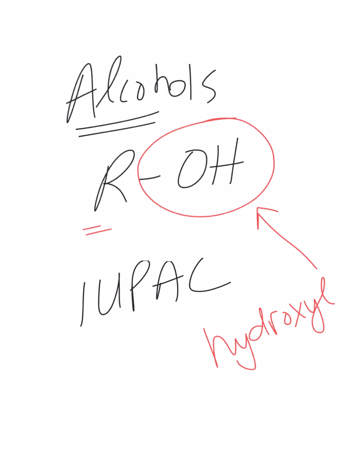There are also what we call primary, secondary, and tertiary alcohols. So we'll look at what the difference is between those. All right, so let's have a look at a small alcohol like this one right here. Two carbons and a hydroxyl group.